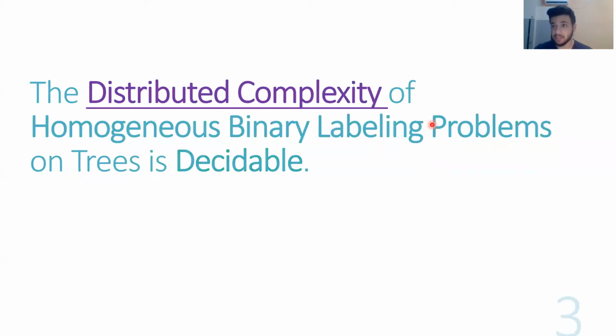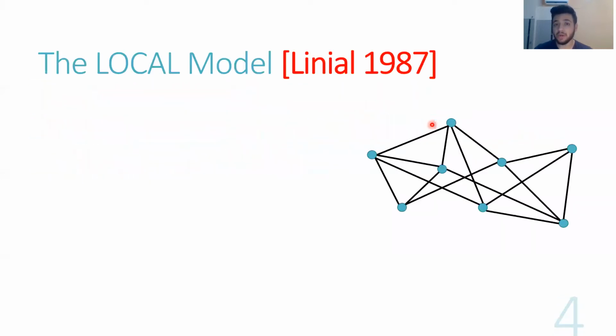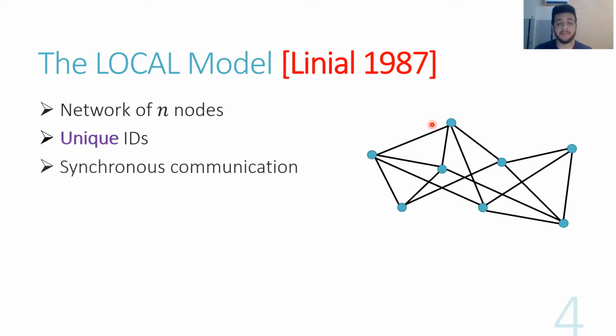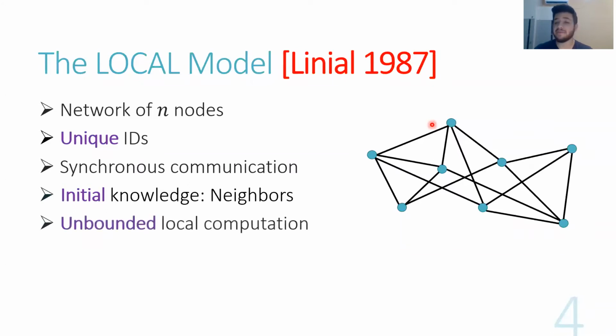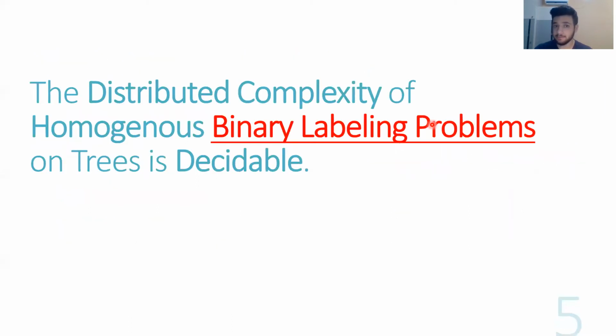starting with distributed complexity. In this talk, we are going to focus on the local model of computation, in which we have a network of n nodes, and each node has a unique identifier. Communication takes place in synchronous rounds. The initial knowledge of each node is only its immediate neighbors. We have unbounded local computation, and our complexity measure is going to be the amount of rounds.